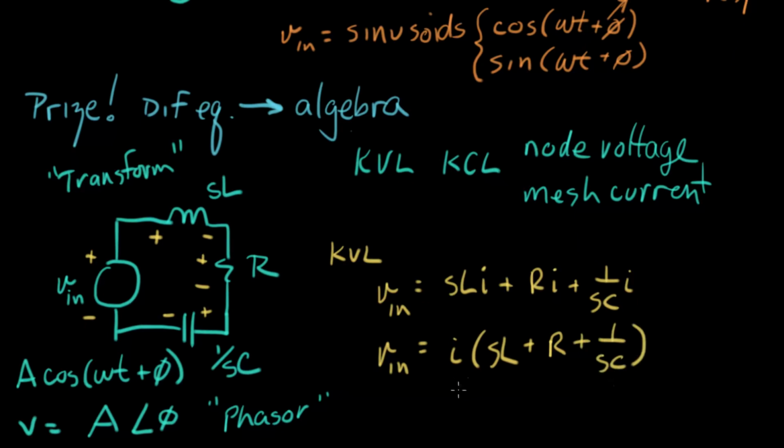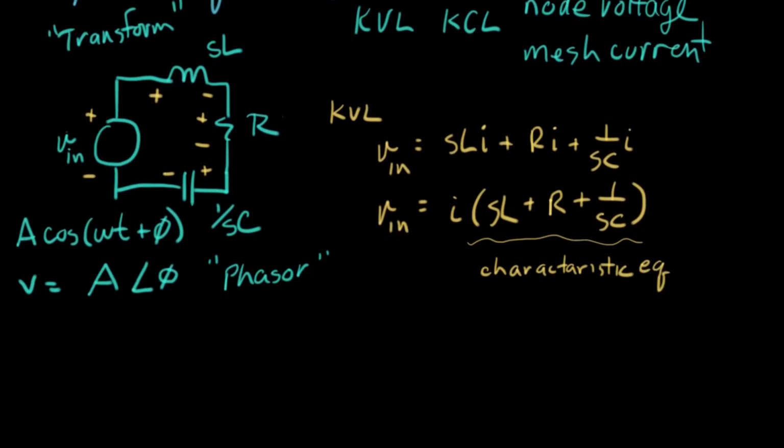Now, if we look at this expression here, this is the characteristic equation. We just wrote down the characteristic equation of this circuit using these transformed components. Now what I want to do next, we're going to actually get a new concept.